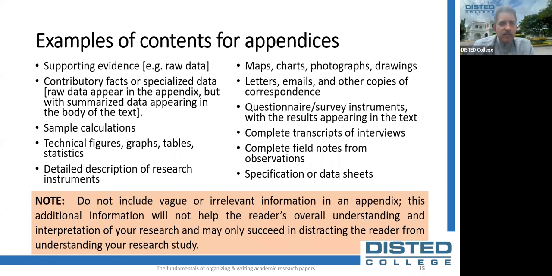So there are some examples of contents for appendices here that I've just discussed. What are the things that you can actually put? You can see the list here that I mentioned to you earlier. Do not include anything that is vague in the appendix. You've got to ensure that it's not going to distract the reader from your actual paper. If you dump so many photographs, let's say you open at the back and there are about 20, 30 photographs inside there, don't do that. Be careful.